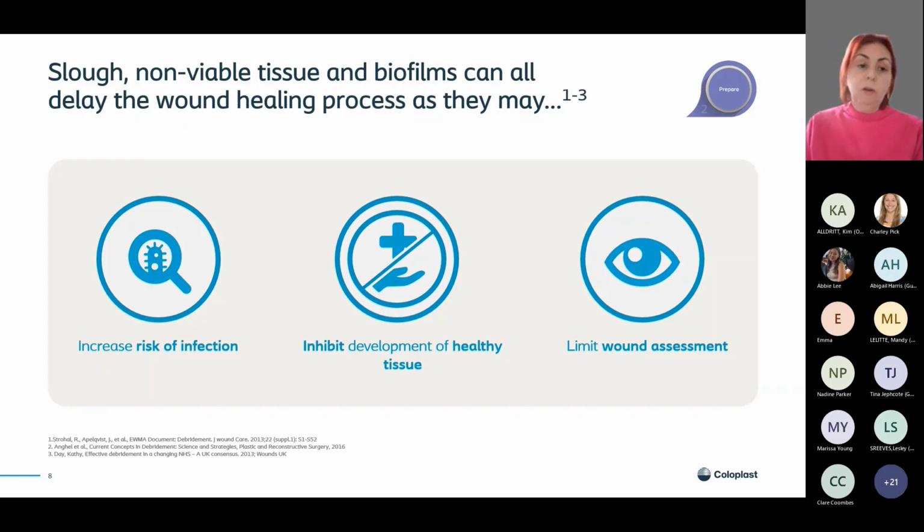We know that slough or non-viable tissue and biofilms can all delay the wound healing process, because they will certainly increase the risk of infection for that patient's wound. They can inhibit the development of that new healthy granulation tissue that we really like to see as our wounds progress towards healing. And often, as with that middle clinical image that we saw on a previous slide, you can't see what's going on at the base of the wound because that devitalized tissue is blocking your view. So it can certainly limit wound assessment.